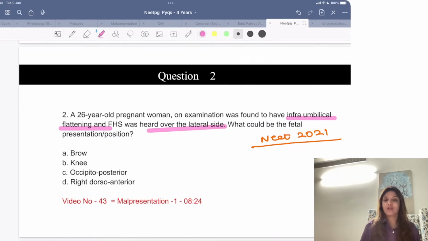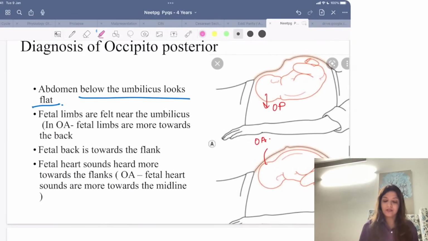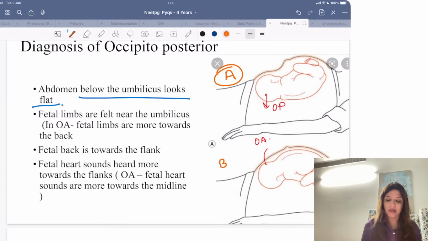So you have to tell. There is infraumbilical flattening and fetal heart sounds are heard on lateral side. Now, whenever you get these two terms, it means it is occipito-posterior position. So see over here. This is an image. Image A is showing you occipito-posterior and image B is showing you occipito-anterior.